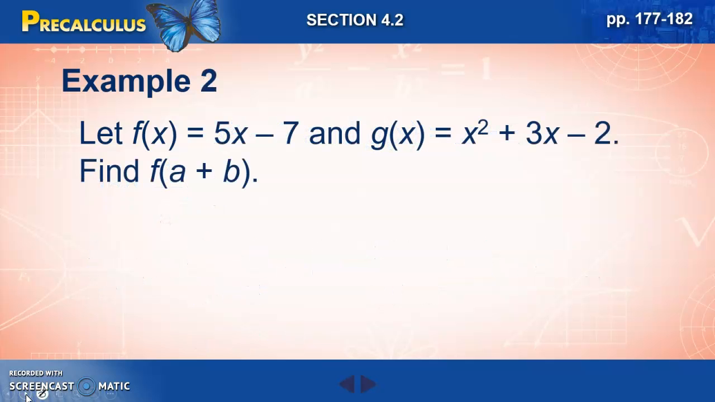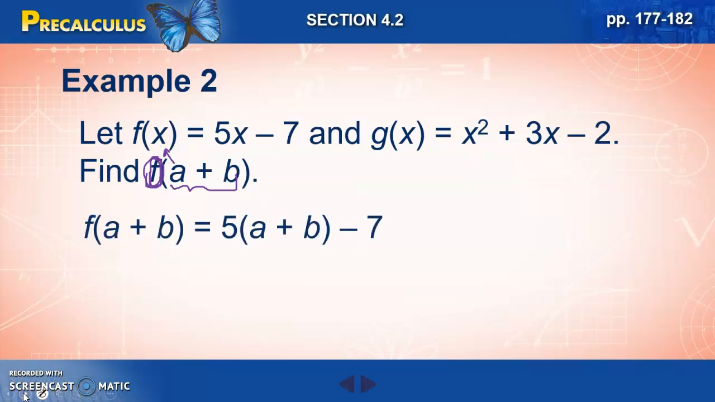Let's try this one. F of x equals 5x minus 7, and g of x equals x squared plus 3x minus 2. Let's find the f of a plus b. Now you may be looking up here and going, but there is no a plus b. I'm not actually adding my function here. I'm just dealing with the f function, but I'm plugging in a plus b every time there is an x.